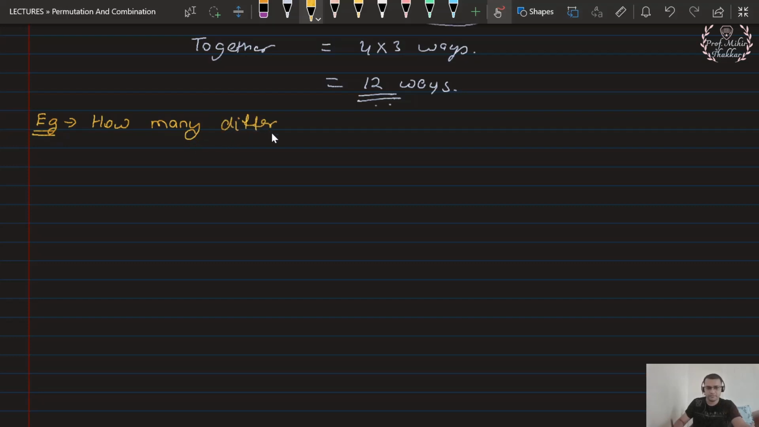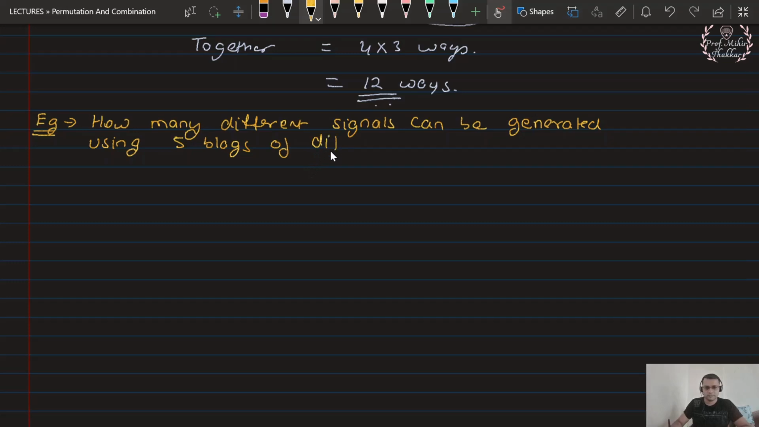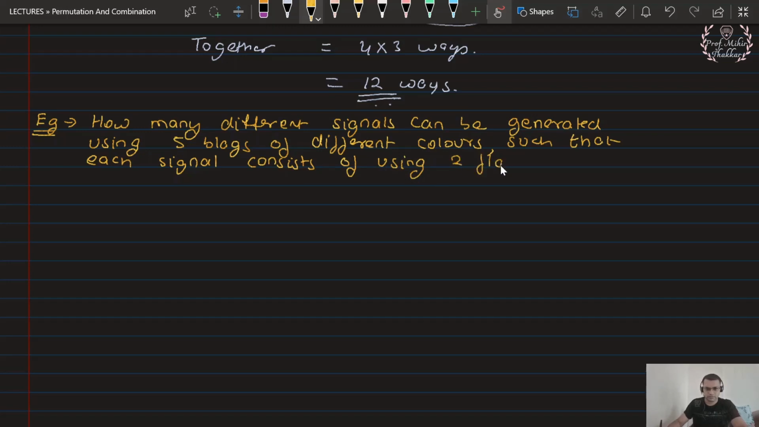Okay. So the example is: how many different signals can be generated using 5 flags of different colors, such that each signal consists of using 2 flags at a time.